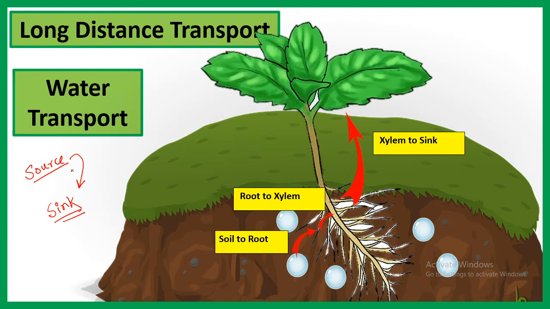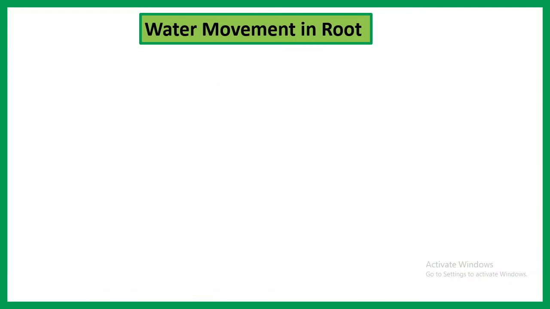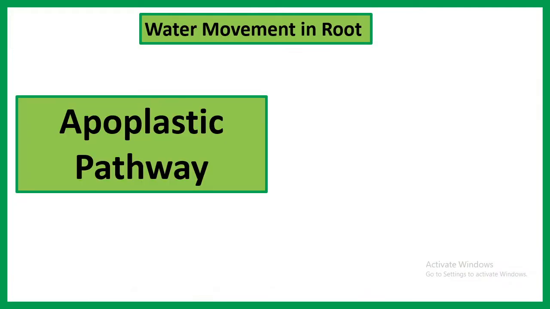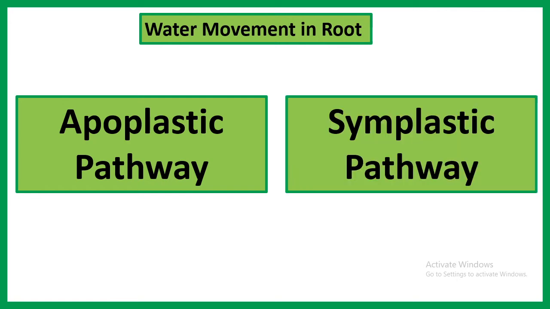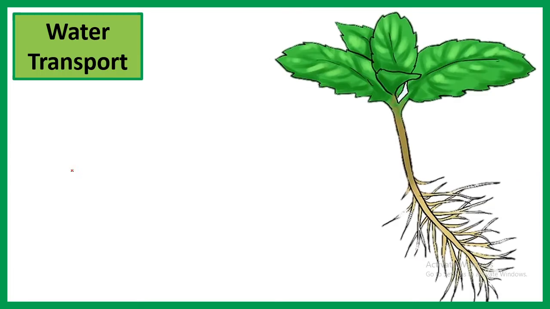Nice. So with this we move on to the detailed discussion of all these three steps, that is from soil to root, root to xylem, and xylem to sink. Now water movement in the root can take place through the apoplastic pathway and through the symplastic pathway, right? I am coming to what those are.